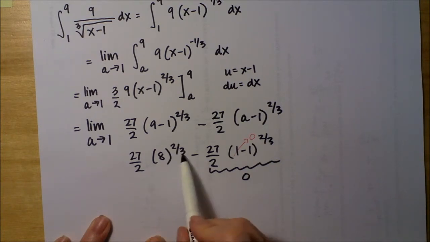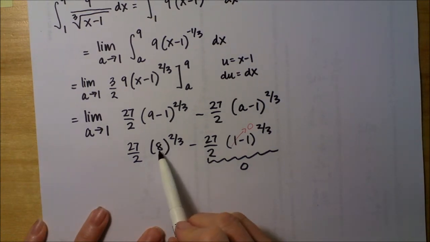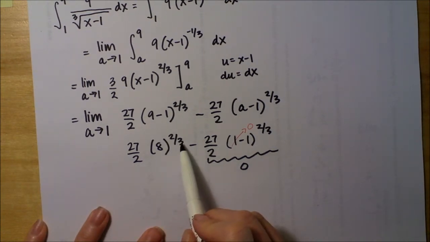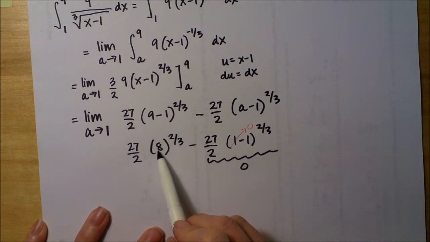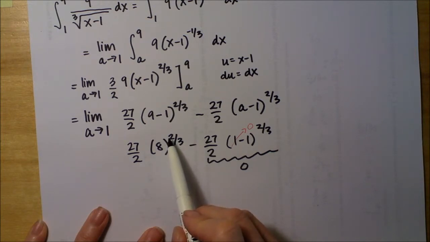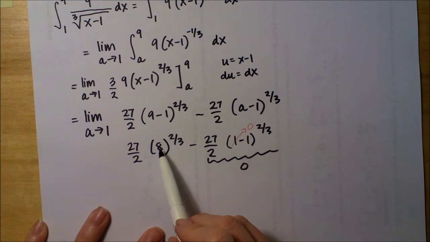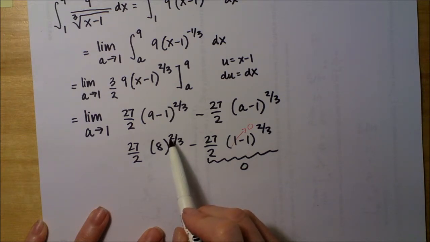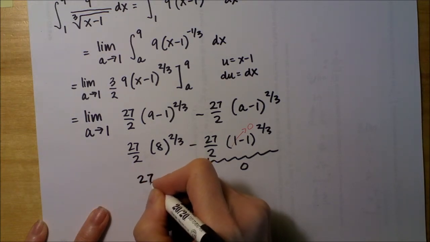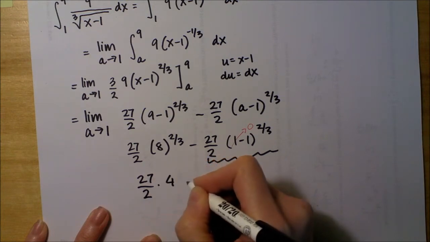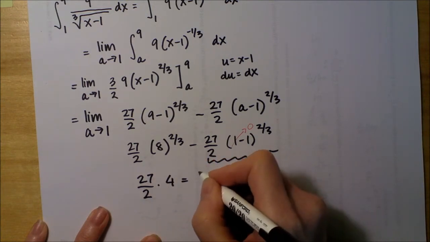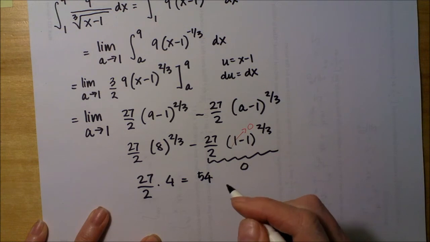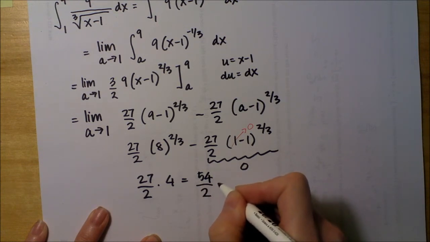You can punch this into a calculator if you want to, but this means that the cube root of 8 is 2, and then the 2 up here means to square it. So we have 2 squared, which is 4. So we have 27/2 times 4, which is 54 halves. That's it.